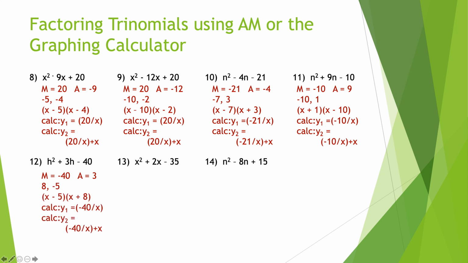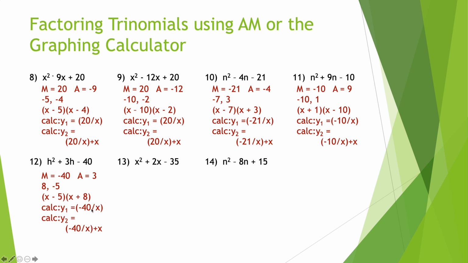Okay, number 12. That's what I would type in. Let's make sure I'm right here by quick mental check. X times x is x squared. X times 8 is 8x. Negative 5 times x is negative 5x. They do indeed add up to a positive 3x. That works. Then negative 5 times 8 is negative 40. So that is good. We got that correct.